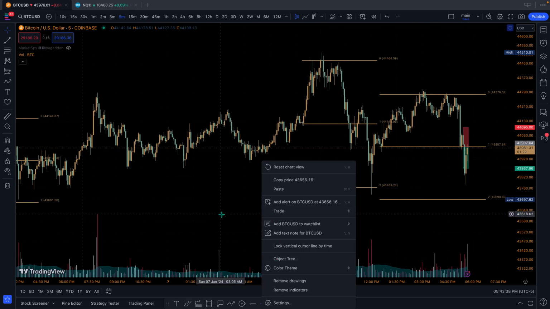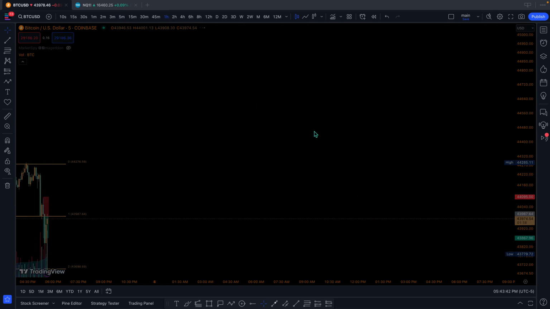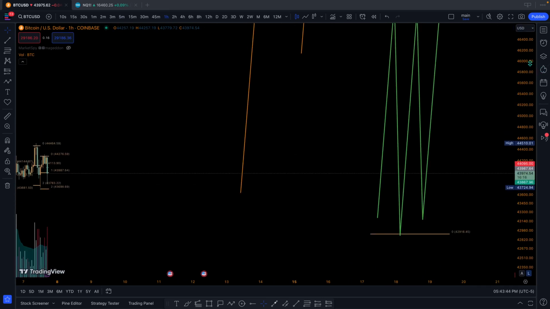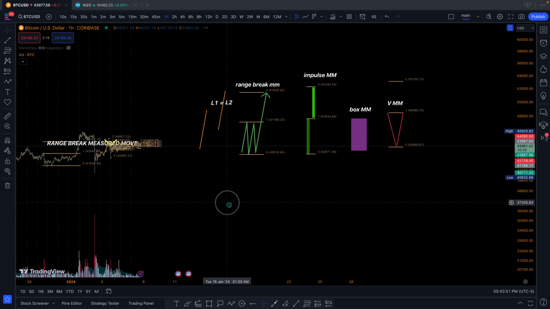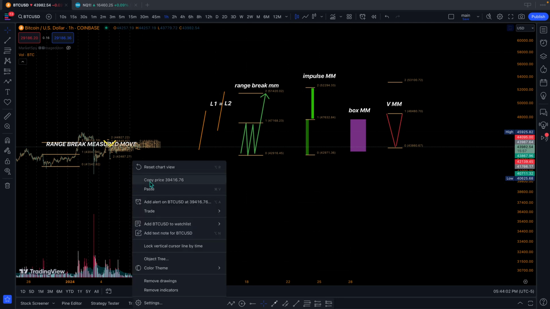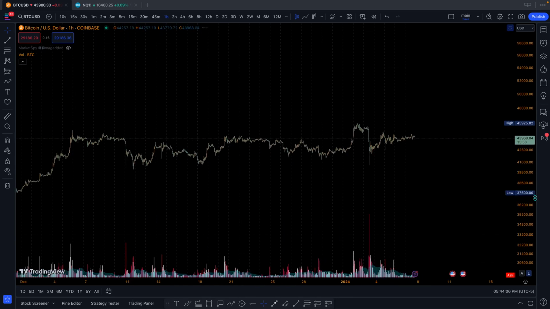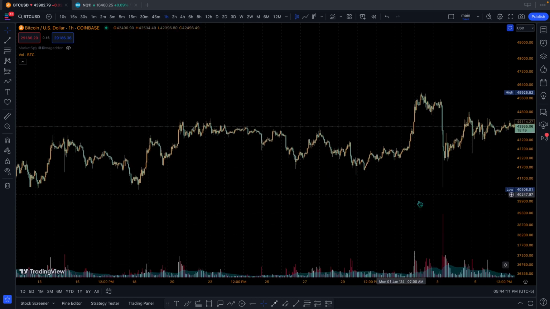These are what changed everything for me. Absolutely everything. Measured moves is what has helped me elevate my game. It's just L1, L2, range breaks, the box, and the V. There's impulse measured moves, and there's a bunch of other ones out there, but these are my bread and butters. And so not only am I using all of those, I'm combining them with my Market SPY indicators.